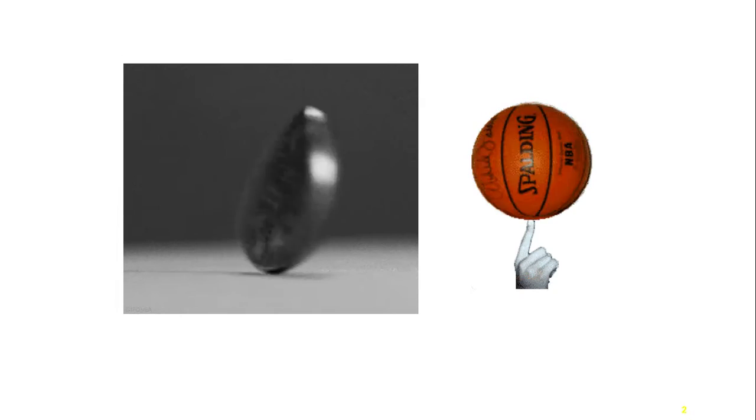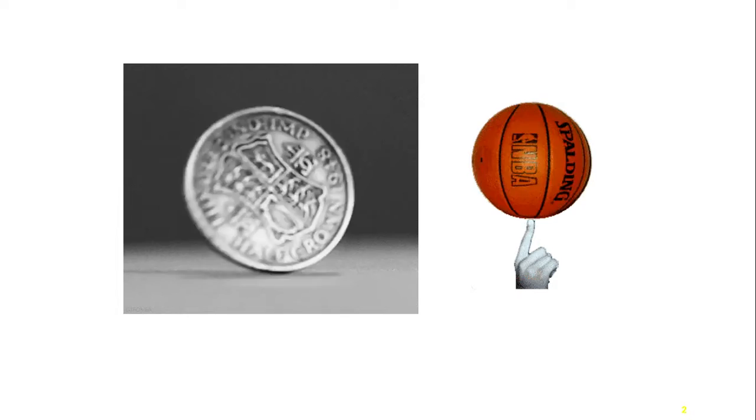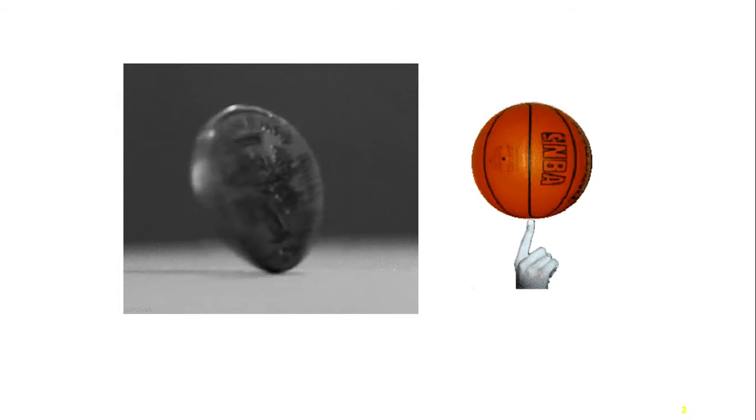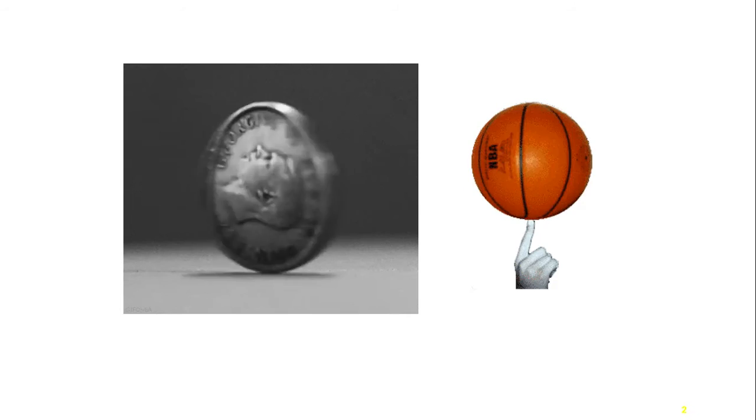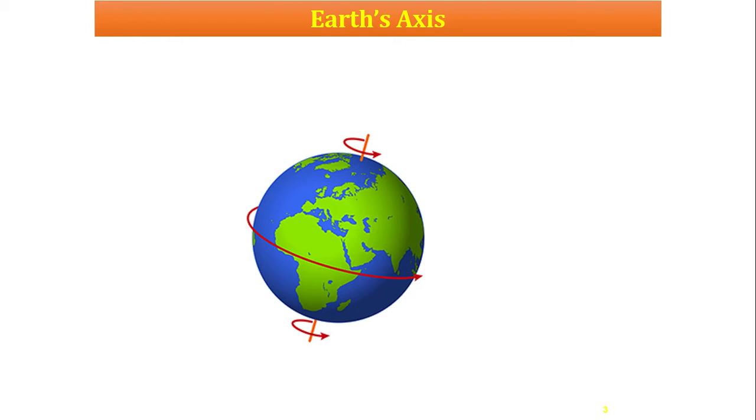Children, look at these pictures of the ball and the coin. You also can take a ball and coin and spin in the similar way. And you have to note down your observations. So children, what did you observe? I hope you have observed that both the objects are spinning on an imaginary line. This imaginary line around which an object rotates is called the axis.